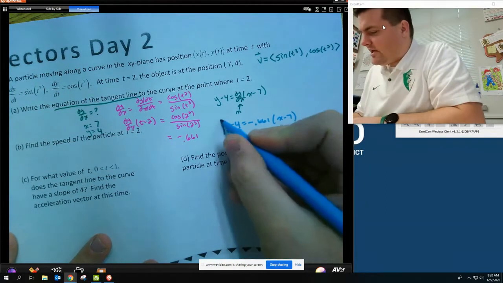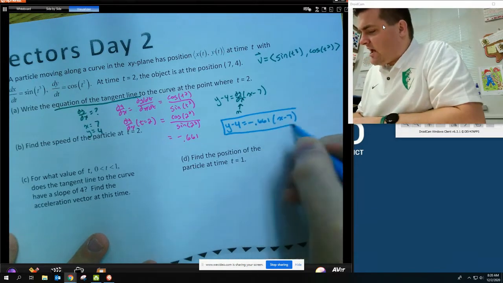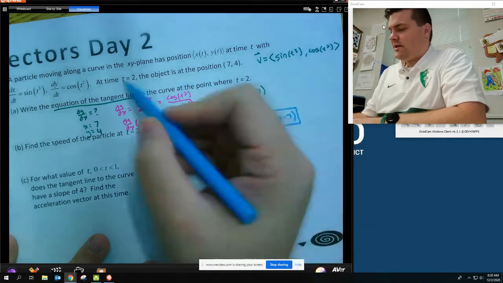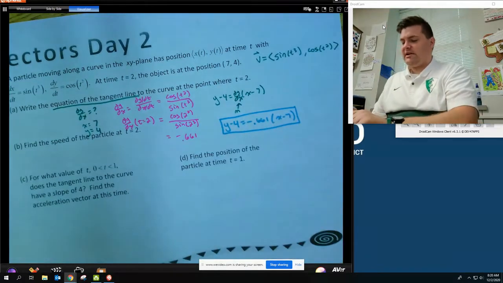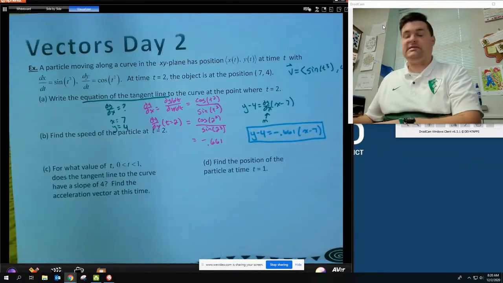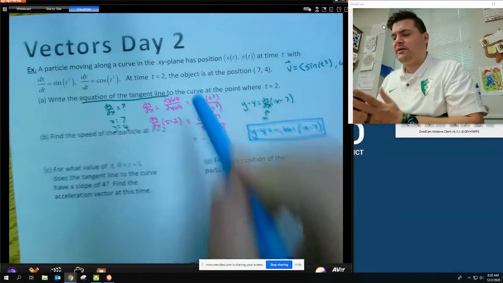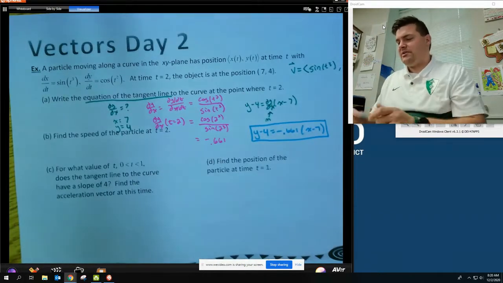So that's part A. Again, I was given the 4 and the 7 right in the prompt of the question, and I just had to find the dy dx, which is nice. It already gave us the dx dt, so I'm really just using the formula, plugging in what we're given. Not a big deal here.